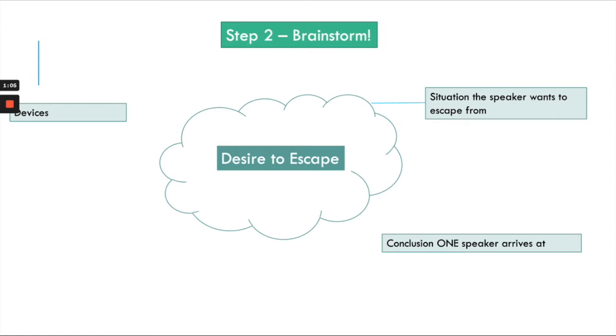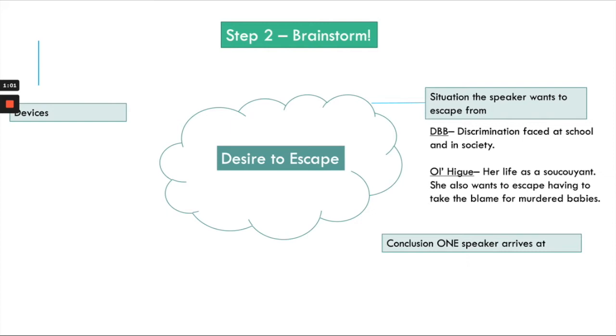What do the speakers desire to escape from? In Dreaming Black Boy, the speaker wants to escape from the discrimination he is faced with at school and in society. In Old Higue, the speaker wants to escape the harsh realities of her life as a soucouyant. She also wants to escape having to take the blame for murdered babies. Right, so we have our situations here. Then we're able to move on to the next part.